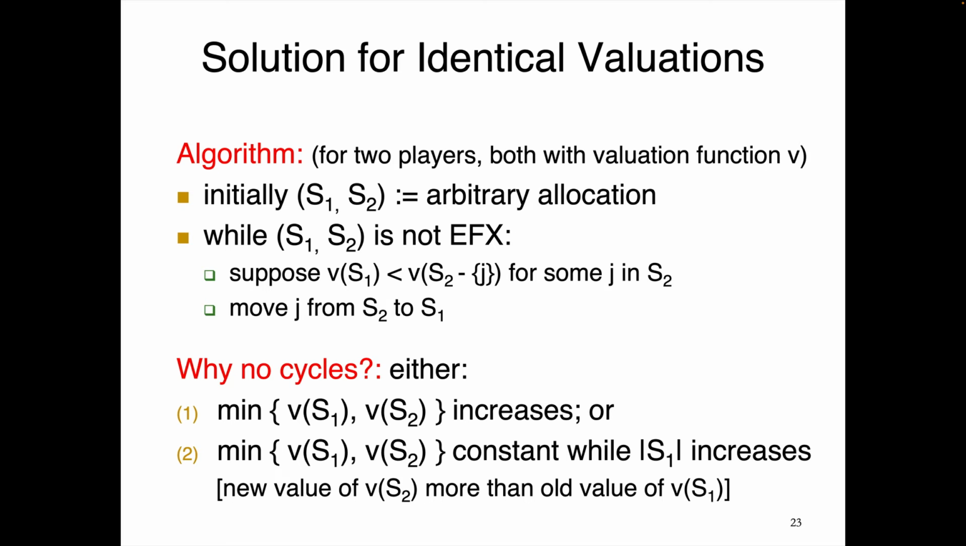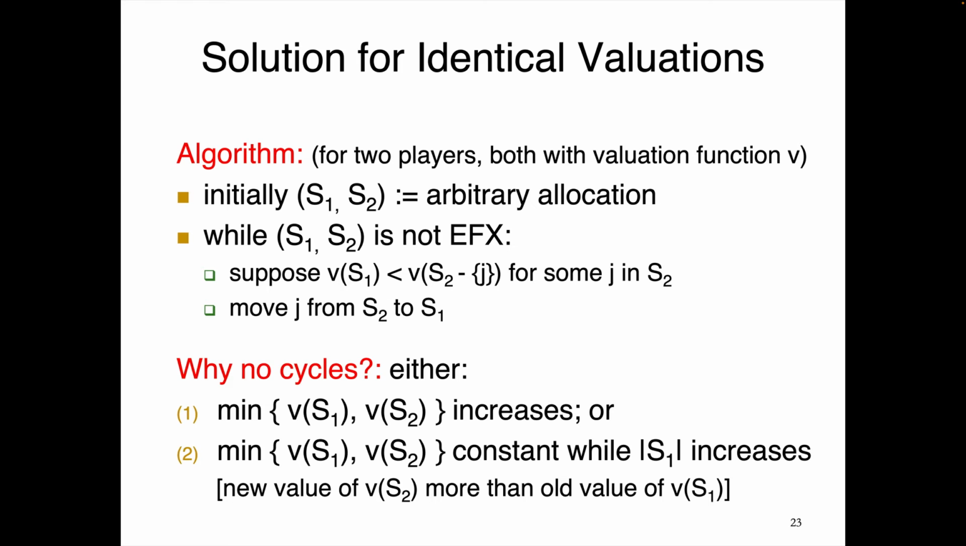If this strictly increases when you add good j to it, then the smaller of the two values has increased, for sure. It is possible that adding j to S1 doesn't add any value, in which case this stays constant, but then now player one has one more item. And every time this happens, player one's just going to keep getting more and more items. So really it's the player that has S1, I should say. But maybe the next step it will be the other player with this one.